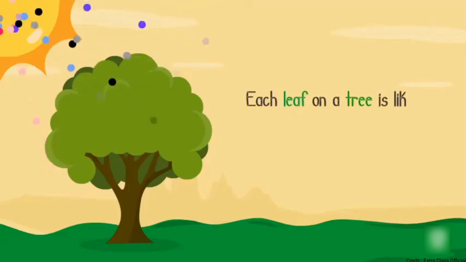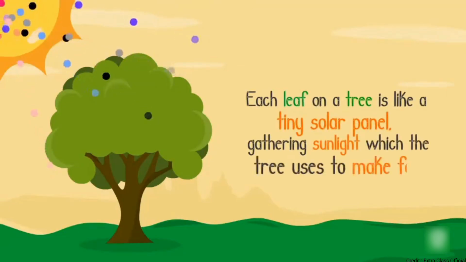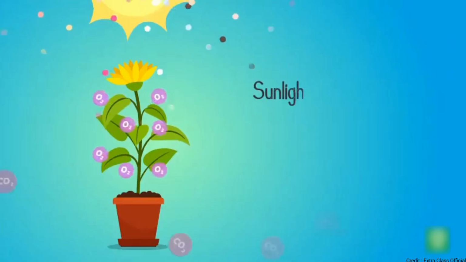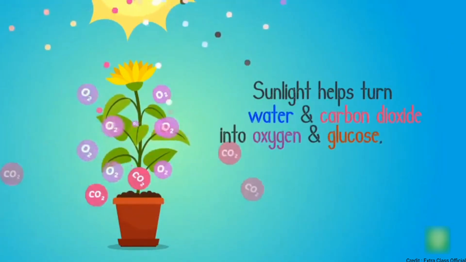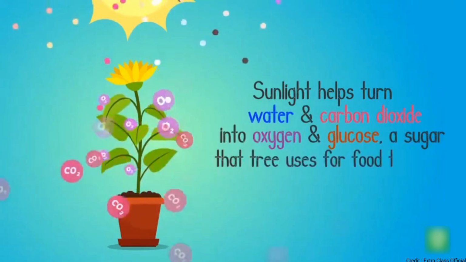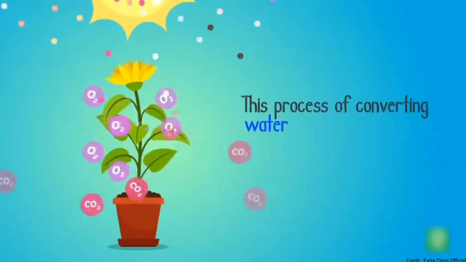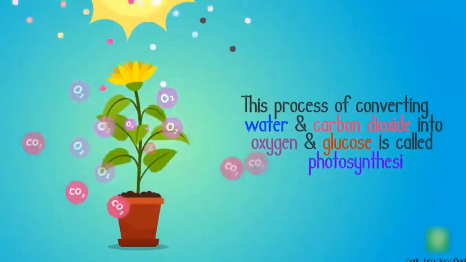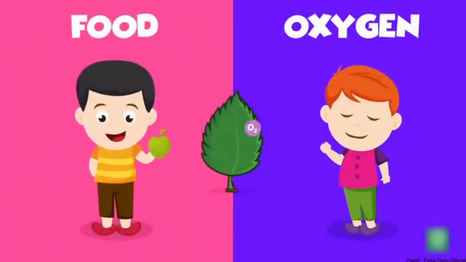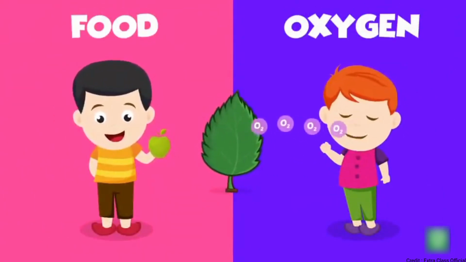Each leaf on a tree is like a tiny solar panel, gathering sunlight which the tree uses to make food. Sunlight helps turn water and carbon dioxide into oxygen and glucose, a sugar that the tree uses for food to grow. This process of converting water and carbon dioxide into oxygen and glucose is called photosynthesis. Leaves provide food and oxygen, that's why they're considered the most important organ of the plants.